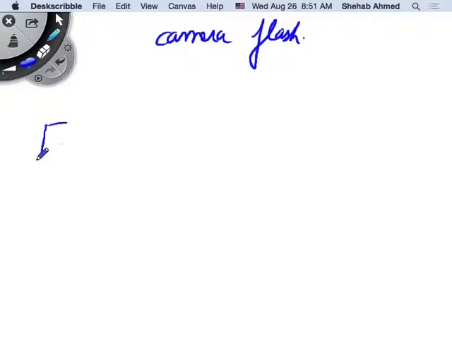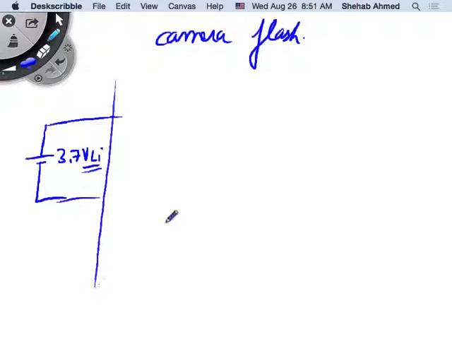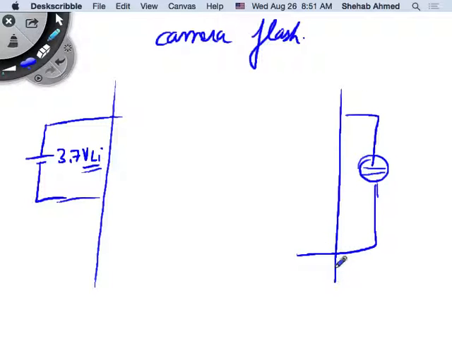Camera flash, your camera typically is running off a 3.7 volt lithium-ion battery, right? Typically that's what it's running off of. And then typically camera flashes are sort of capacitive type loads that are very high voltage. So you basically need a power supply that will take this 3.7 volts, extract a lot of energy, and then dump that energy in a capacitor.